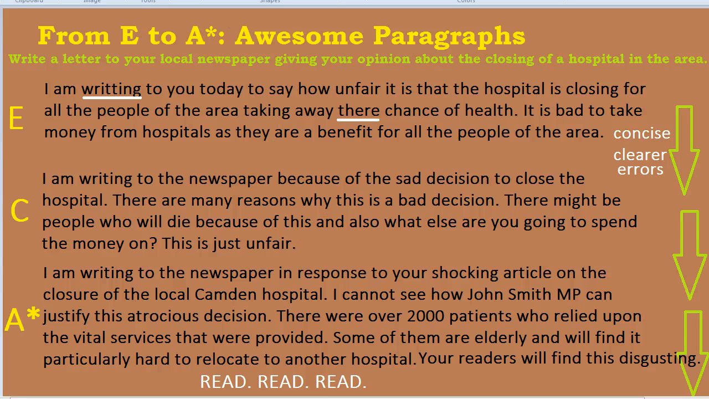First of all, they've at least mentioned the fact that they're writing to a newspaper. They're starting to answer the question. The first paragraph didn't even say who they're writing to. You've really always got to focus on the question. The question was, write a letter to your local newspaper giving your opinion about the closing of a hospital in the area. So this person mentioned that they're writing to a newspaper.